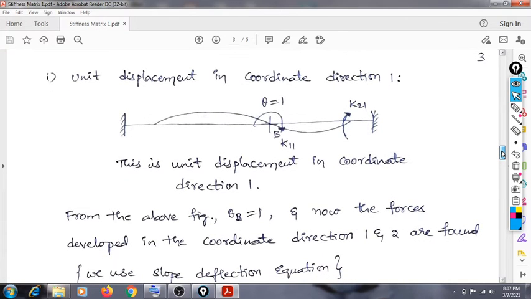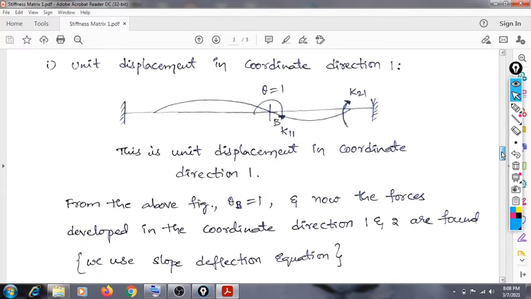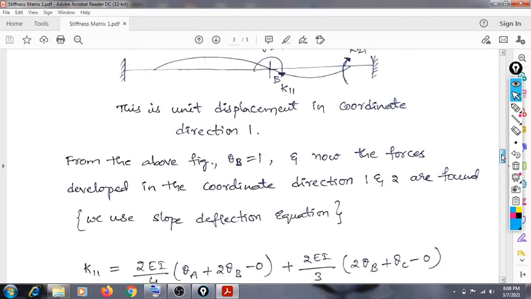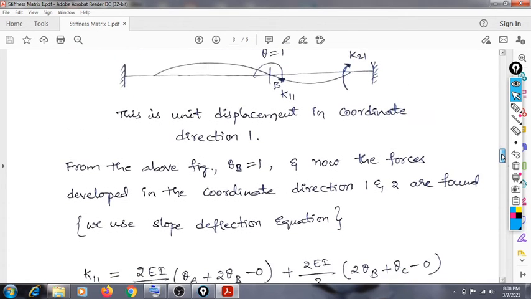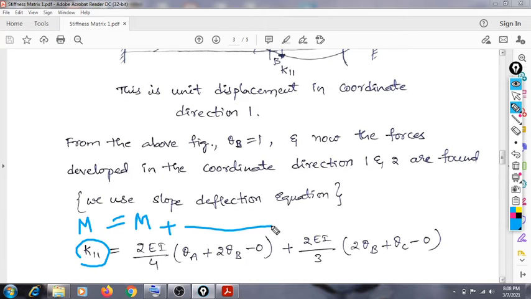From the above figure, theta B will be 1, and now the forces developed in coordinate systems 1 and 2 are found. So we use the slope deflection equation, and remember we are dealing only with the unit displacement. No other forces, that is moments, are found. Here this is K and not M. If it is M, we write M plus 2EI by L theta A plus theta B minus delta, as usual in the slope deflection equation.